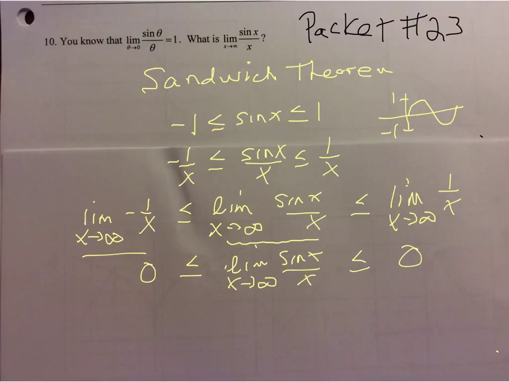So here's where the sandwich theorem applies. I have the function that I'm trying to work with, and I know that function is sitting in between a definite number on its lower end and a definite number on its higher end, and those two numbers are both zeros. So if the limit as x approaches infinity of sine x over x is greater than 0 and less than 0, it must equal 0. So the limit as x approaches infinity of sine x over x is 0.